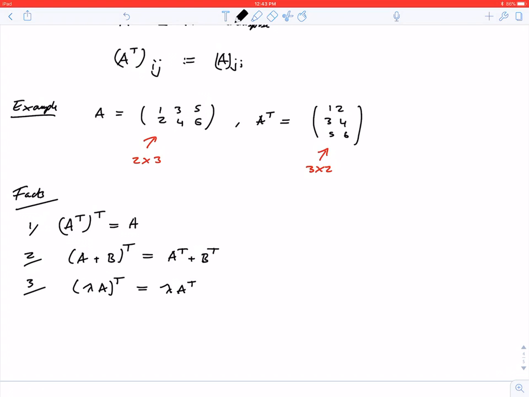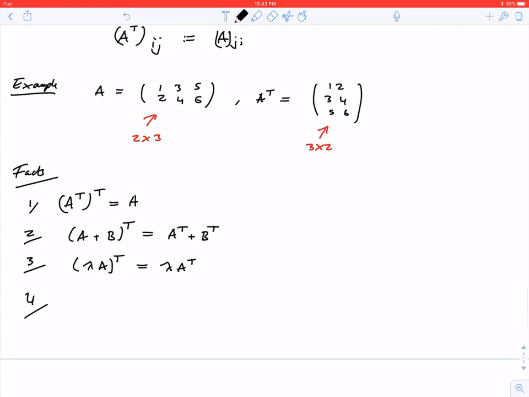The only one which is a bit more interesting is multiplication. And this is really not obvious. This requires a bit of thought. AB transpose, it's not A transpose times B transpose. You know it can't be, because if you try to write that down, you'd realize the numbers don't match up. This turns out to be equal to B transpose times A transpose.